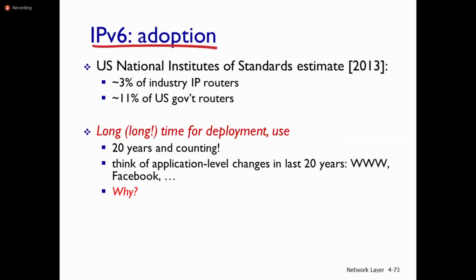Okay. So IPv6 adoption. The US National Institute of Standards estimate in 2003: 3% of industry IP routers and 11% of US government routers adopted IPv6. So it takes more time for deployment. The use is 20 years and counting. Then think of application level changes in the last 20 years. There are many application level changes.